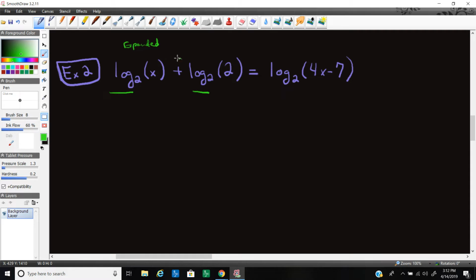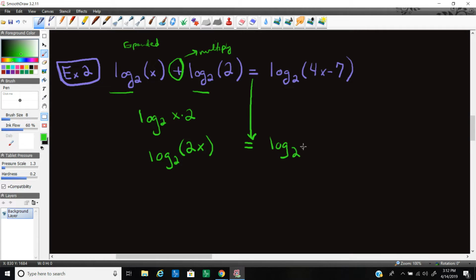Okay. So if you notice, we have a plus here in the middle. Remember that plus means we're going to multiply at some point. So let's go ahead and do that. We're going to turn these two logarithms into one log. So log base 2. And then we have x times 2. So you can do it this way, x2, but that looks a little weird. So I'm going to rewrite it as log base 2 of 2x. That just looks a little bit more conventional. Okay. Bring down the equal sign and bring down whatever is on the right side. So log base 2 of 4x minus 7.